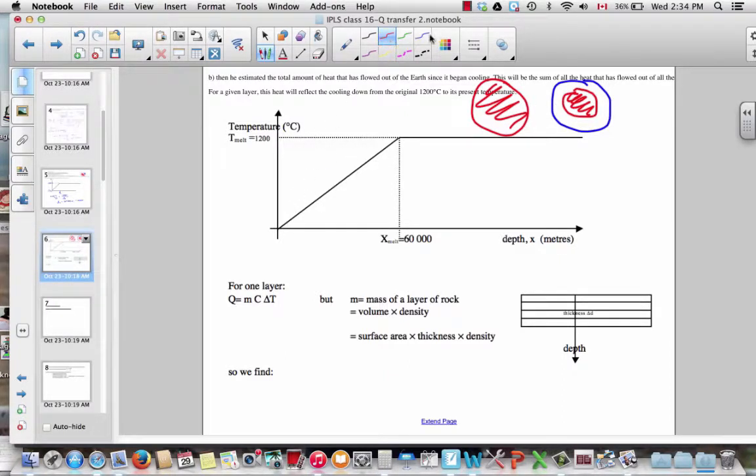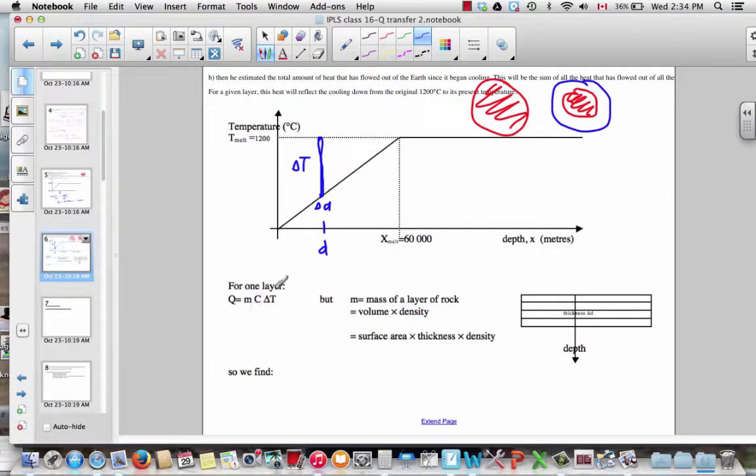So he said each one of these layers of rock at a given depth, say we're at some depth that's less than the 60,000, has cooled down from 1200 down to its current temperature. So that is the temperature change of a given layer of rock. The ones that are deeper haven't cooled down as much. The ones at the surface have cooled down by 1200. So this is the delta T for that layer. And we're going to say the thickness of the layer is delta D.